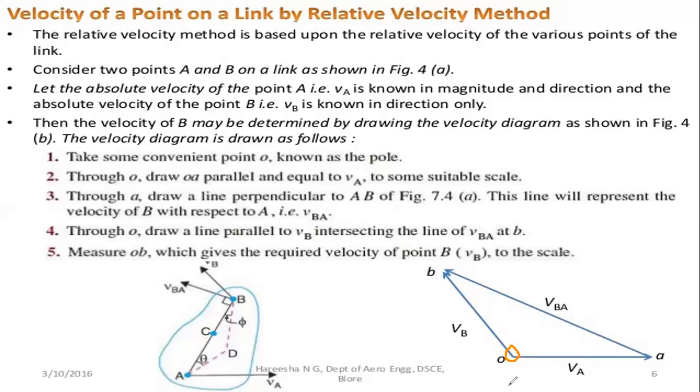Through O, I am drawing OA, which is parallel and equal to the velocity VA. So here, this is the velocity line of VA. I'm drawing the same line, similar to VA, to a suitable scale.